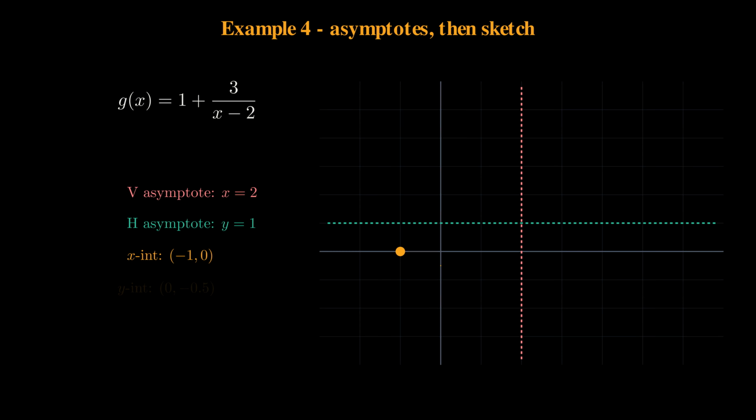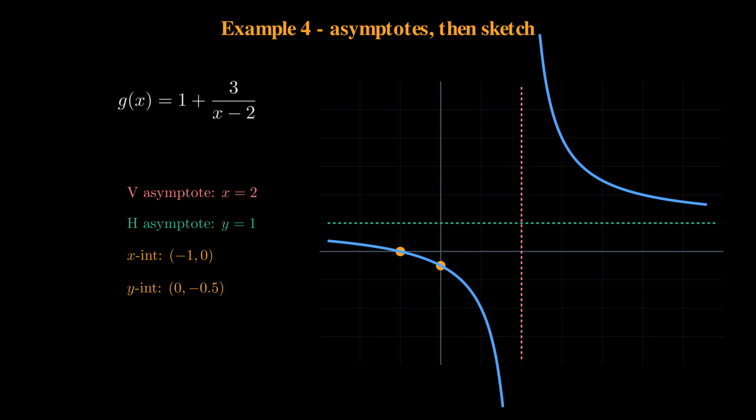With the walls and the crossings pinned down, the shape is forced. 2 smooth branches, each hugging both dashed lines, but never touching them. Notice the curve approaches the asymptotes and stops. It does not cross them. 4 features. 1 clean sketch.